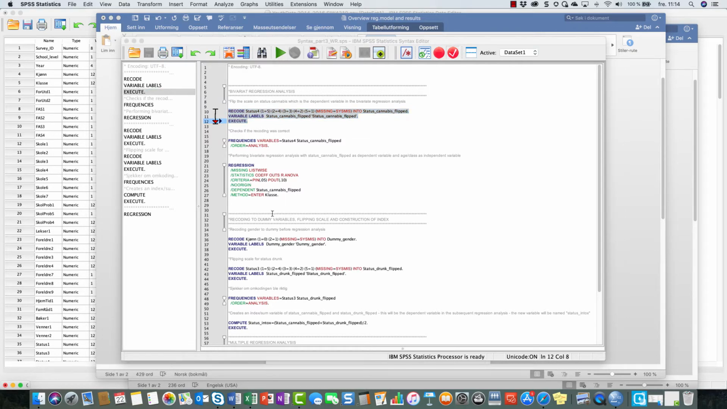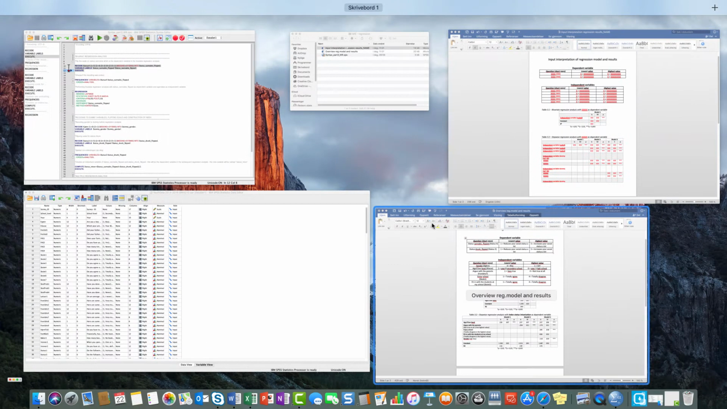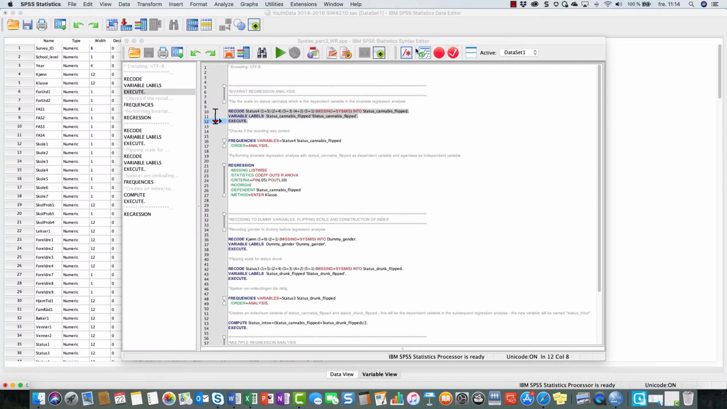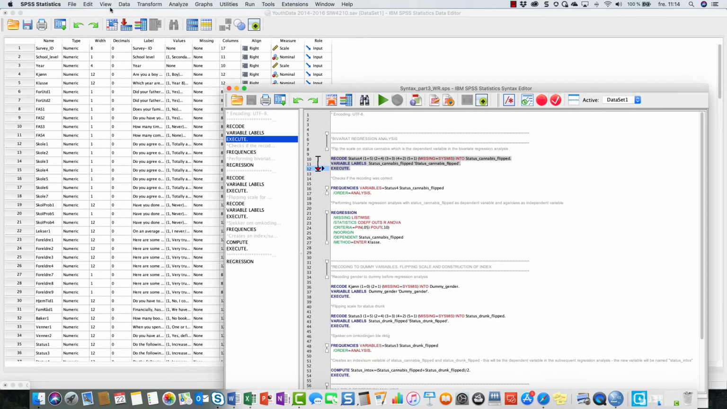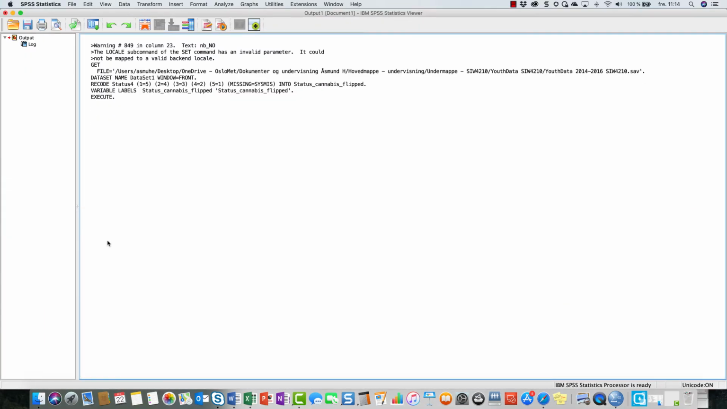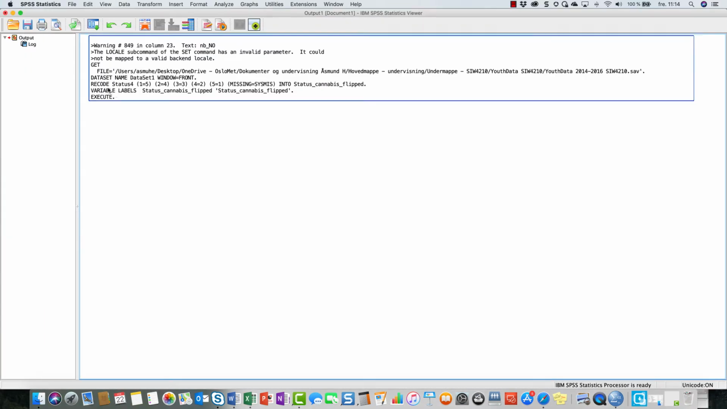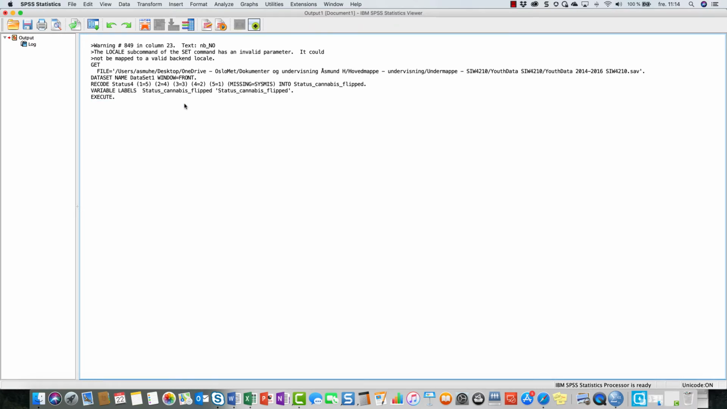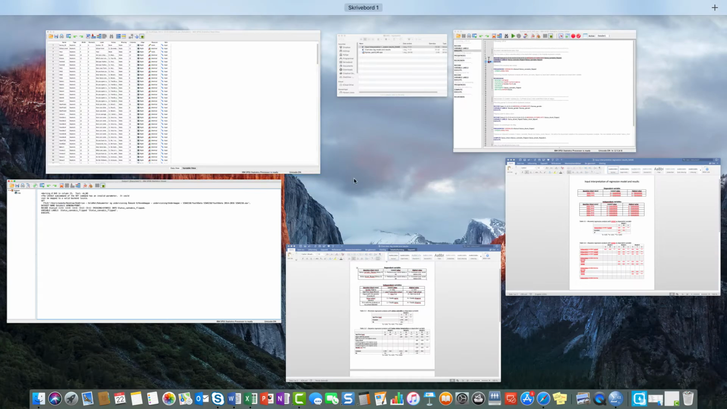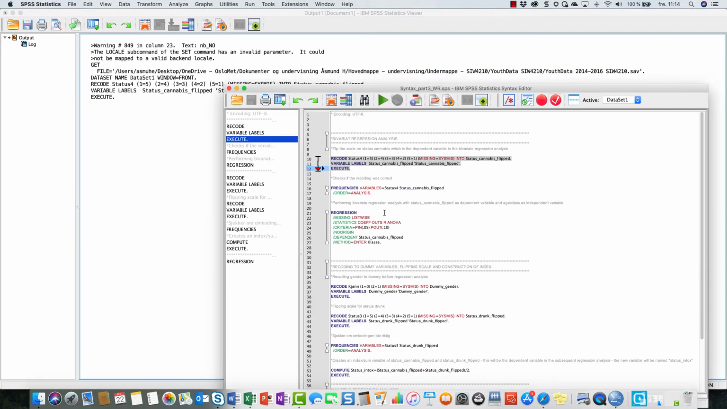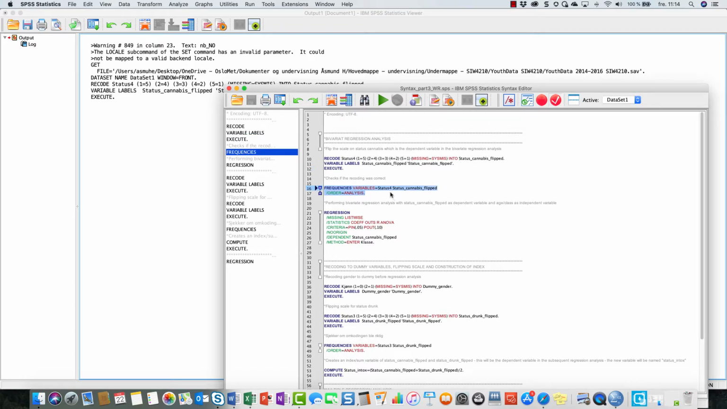And I then run it, and in my output, where's my output? Come on. There's my output, yeah. Then it says I've recoded status 4 like this, and everything is okay. As you see, SPSS gives you all these kind of warnings, but don't. If everything works fine, it works fine. And then I check whether the recoding was correct. So I used the initial variable and my flipped variable.